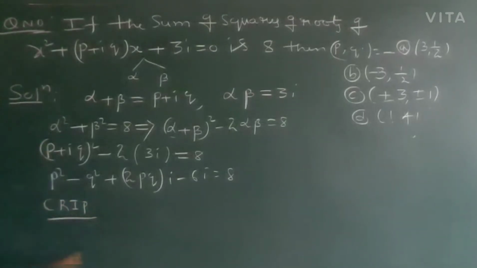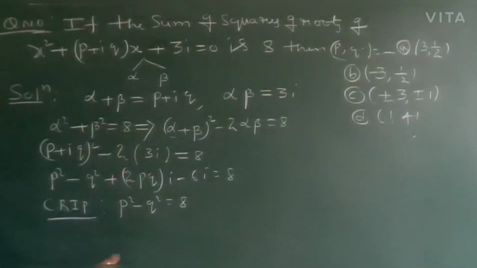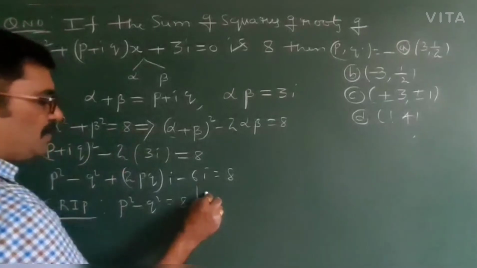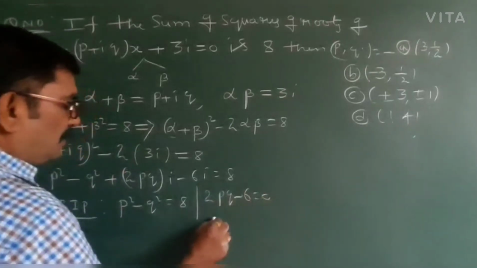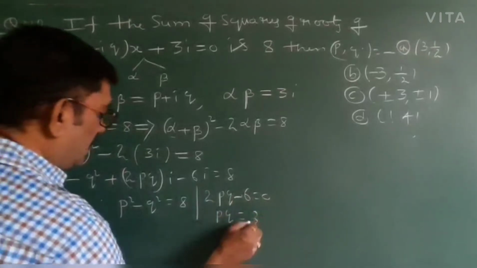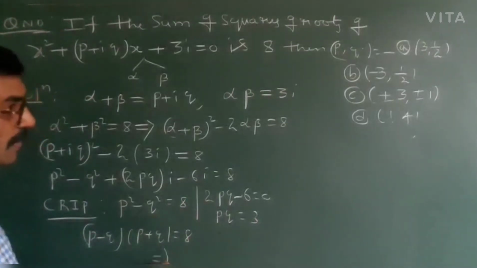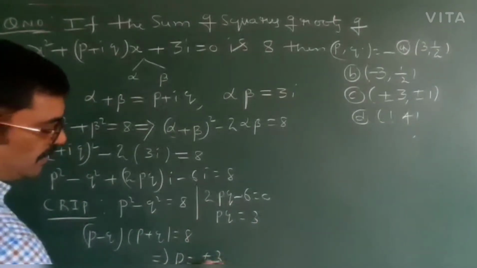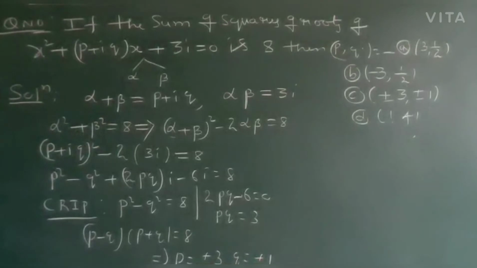Compare the real part and the imaginary part. So this becomes p square minus q square is equal to 8. Next, 2pq minus 6 is equal to 0, therefore pq is equal to 3. Now this becomes p minus q into p plus q is equal to 8. You can very well observe that p is equal to plus or minus 3, q is equal to plus or minus 1, that's it.